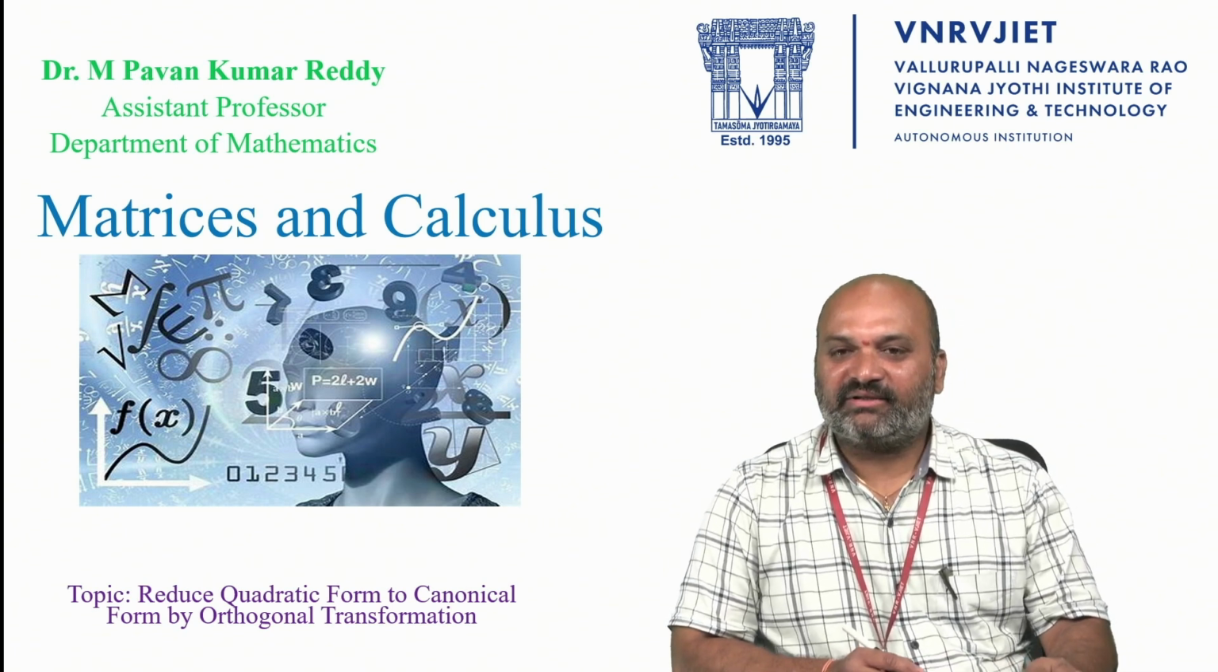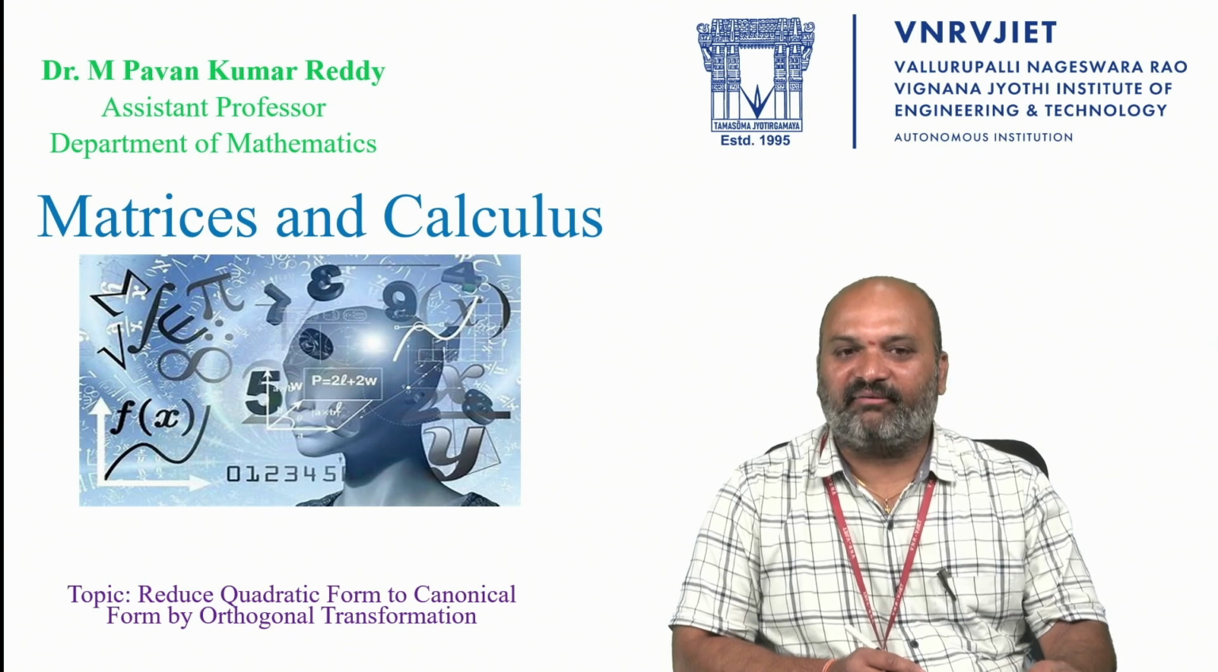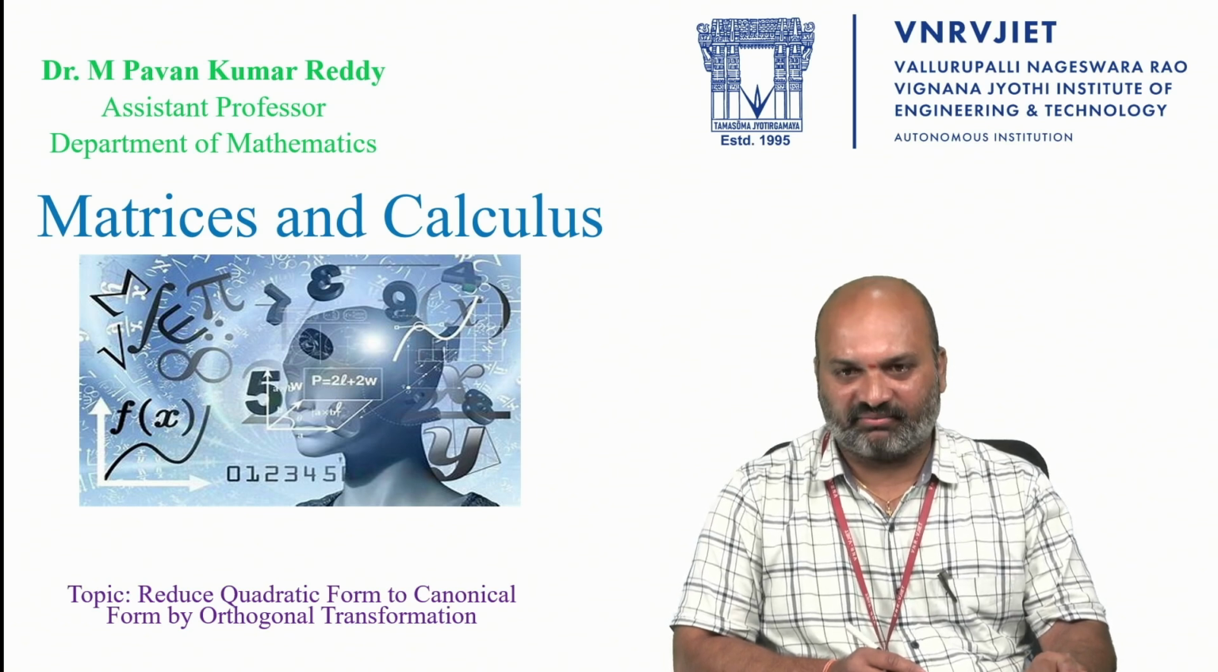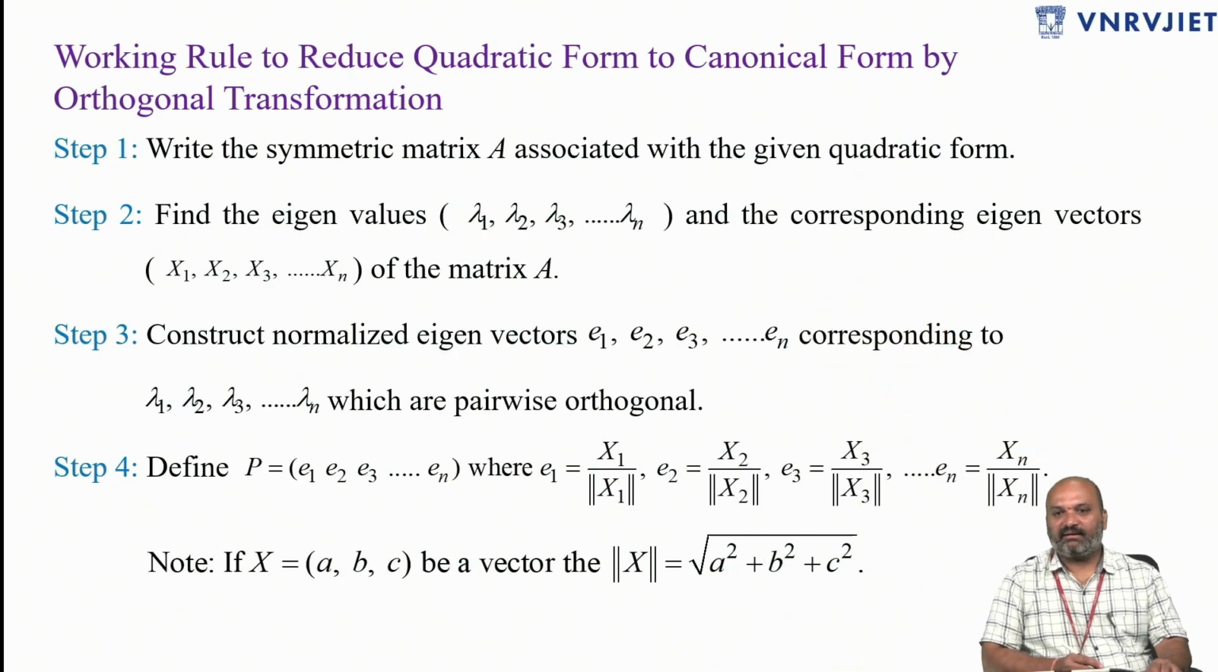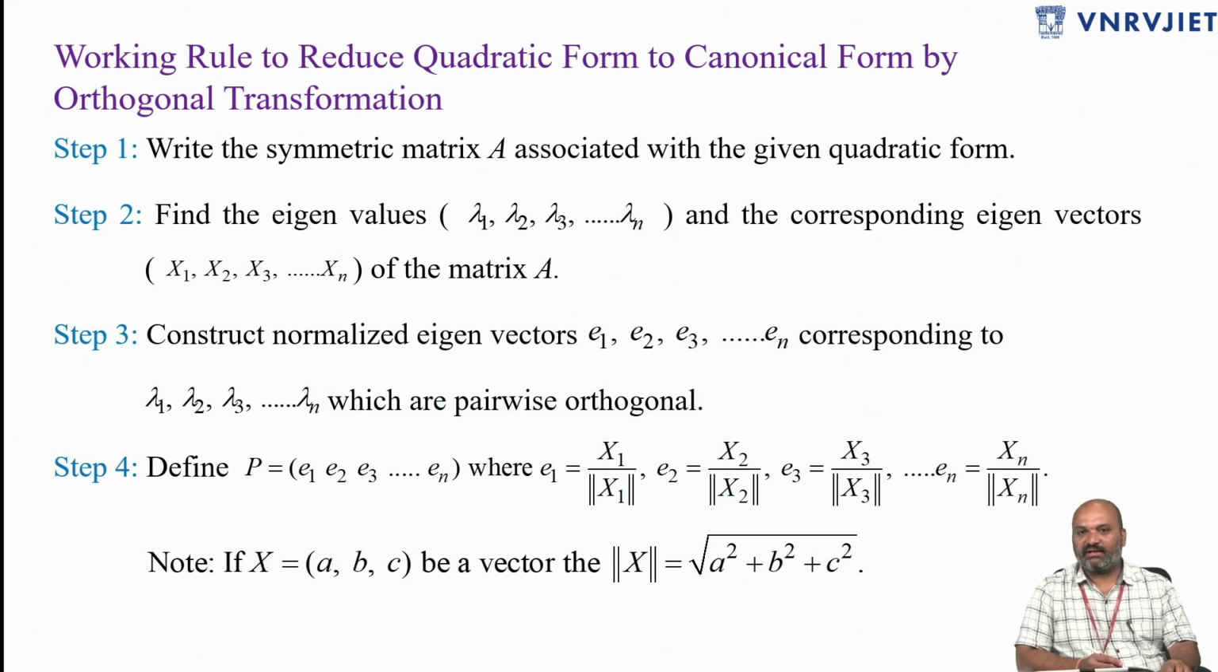Today we'll learn the reduction of quadratic form to canonical form by orthogonal transformation. So what is the procedure? First, we study what is the procedure to reduce a quadratic form to canonical form by orthogonal transformation. See, we see step by step.